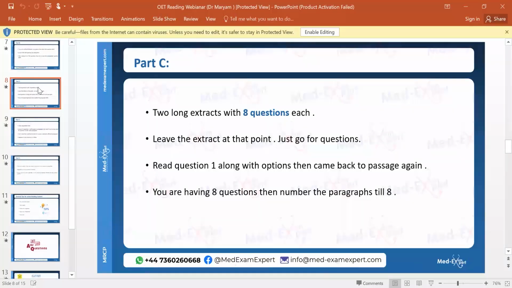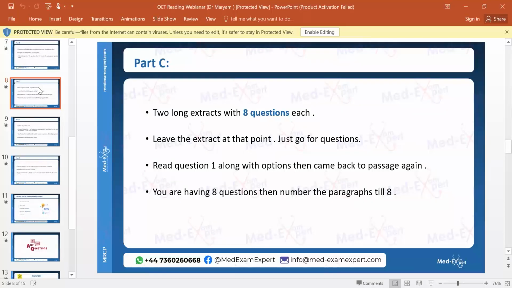Now come to part C. Part C, I know that, and most of my students know that this is the most difficult part. And just like part B, there are some tips and tricks as well for part C. Basically, part C consists of 2 long extracts, and each extract has 8 questions with 4 options to answer. So leave the extract at that point, just go for the questions.